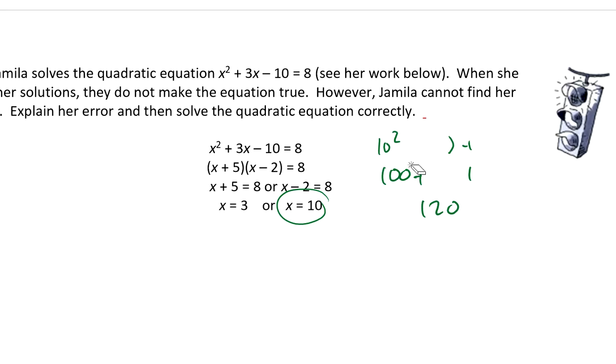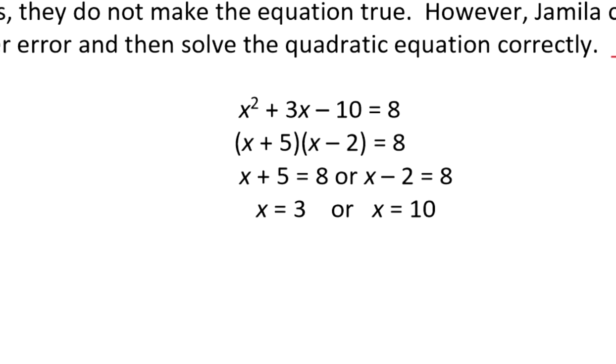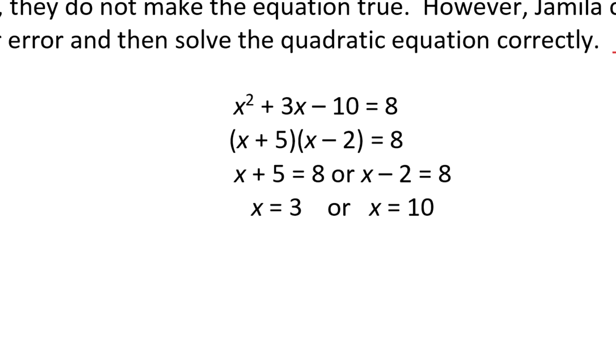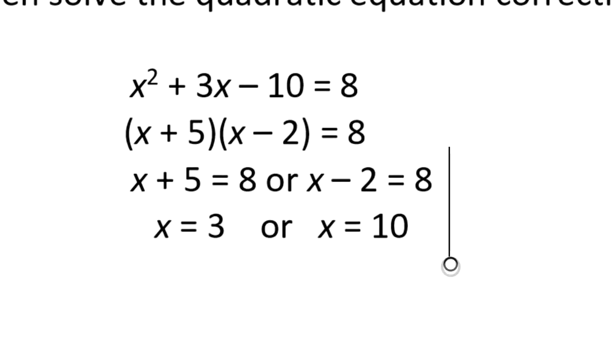Why not? Well, the thinking here, whenever we get to a point where we're setting these factors, this particular factor and this particular factor, we end up setting them equal to 0 because we're using something called the zero product property.